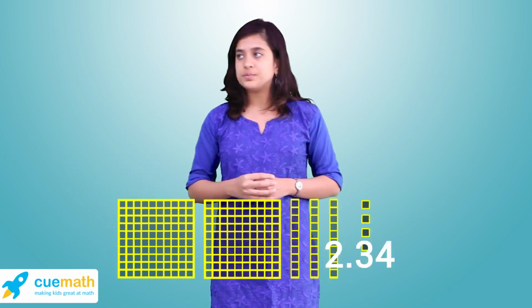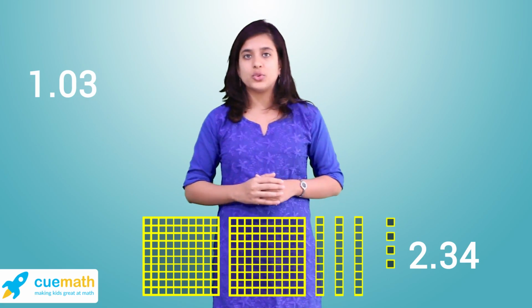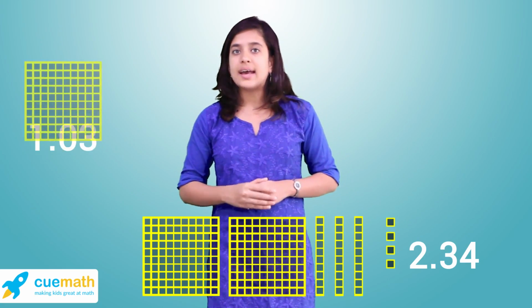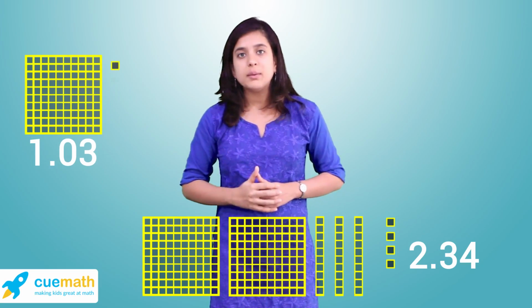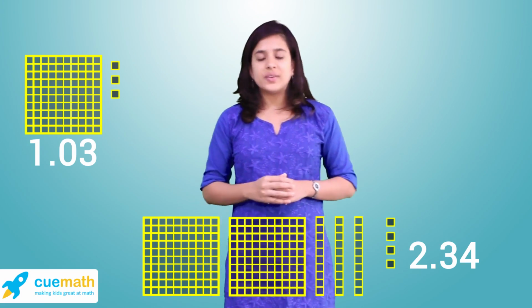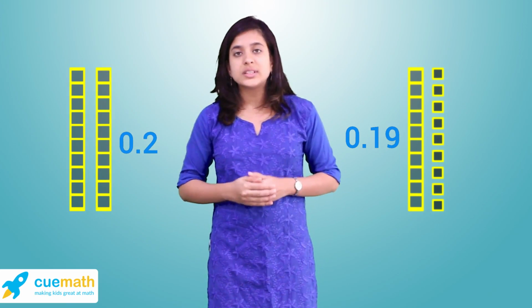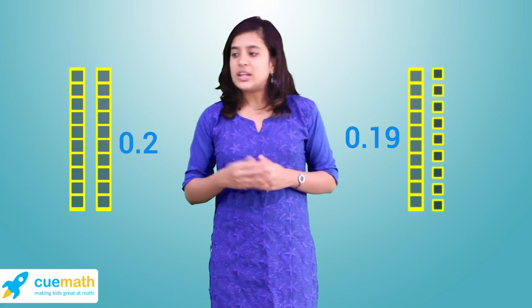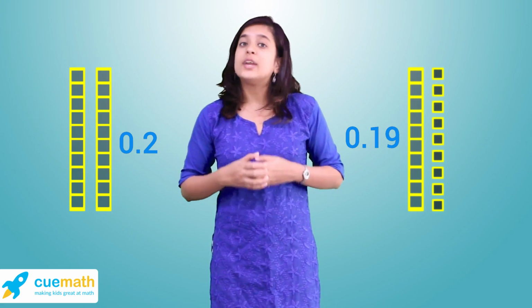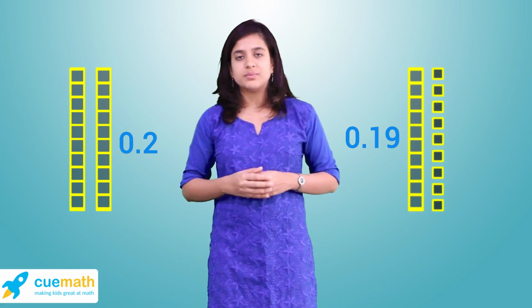Let's take a collection of 2 flats, 3 rods and 4 blocks, which can be written as 2.34, or the number 1.03 can be represented as 1 flat and 3 blocks. So going further, we ask the students again: 0.19, which is 1 rod and 9 blocks, and 0.2, which is 2 rods, which number is greater? Now looking at the two representations, it was much easier to answer.